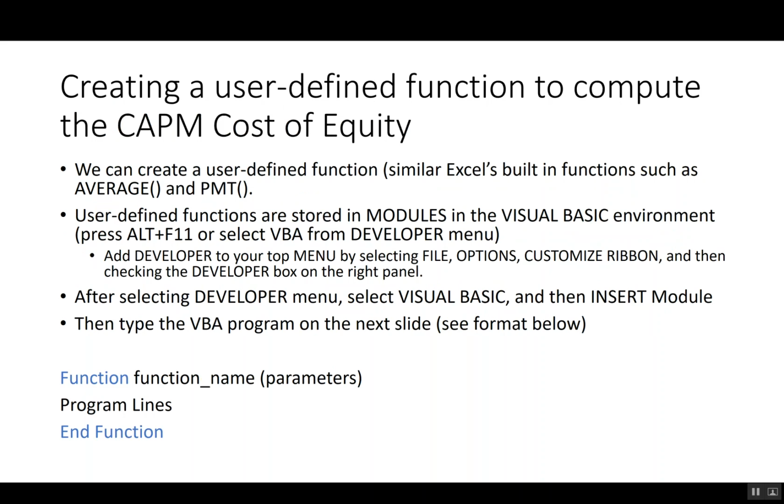So we're going to create a user-defined function. It's not going to be CAPM. We're going to actually call it PVGP. We're going to create a function called PVGP, Present Value Growth Perpetuity. All right, so here's how we're going to do it. We're going to go to Excel.